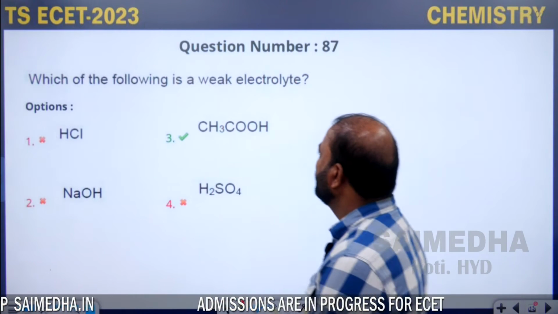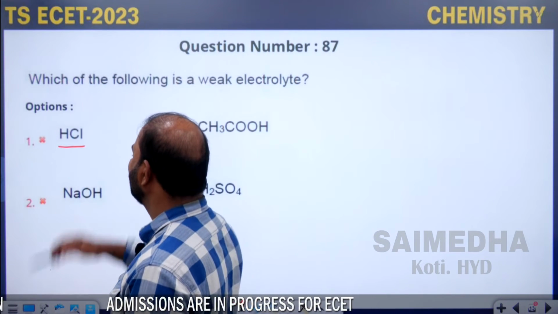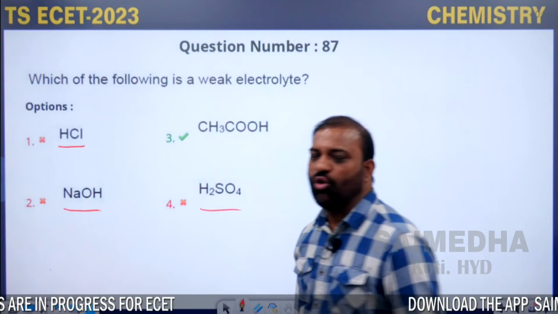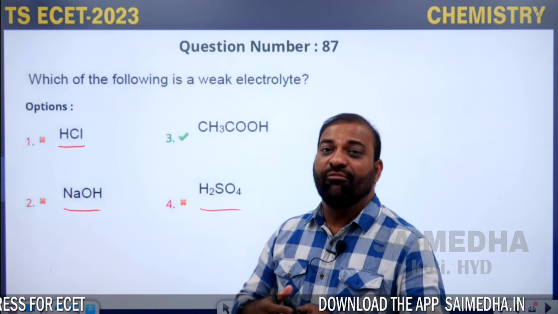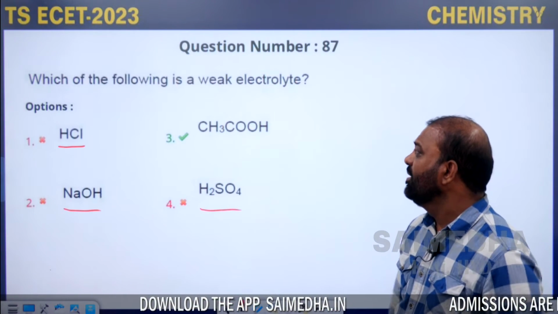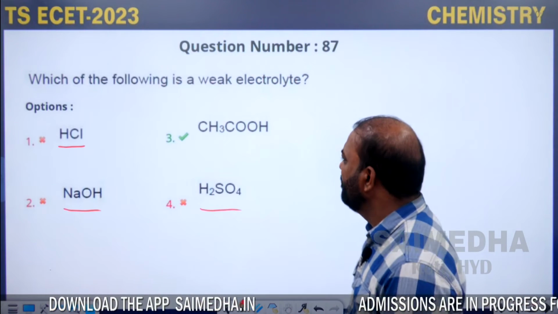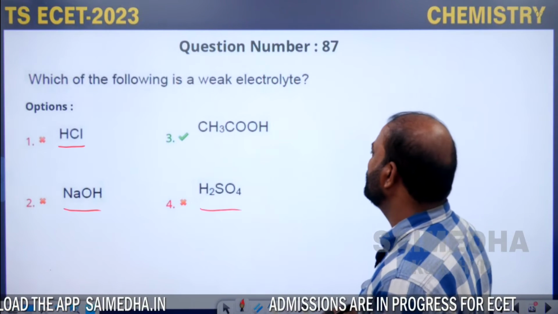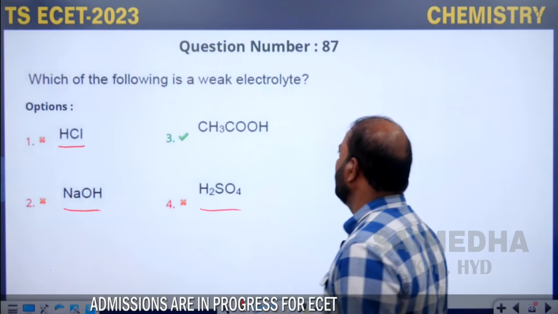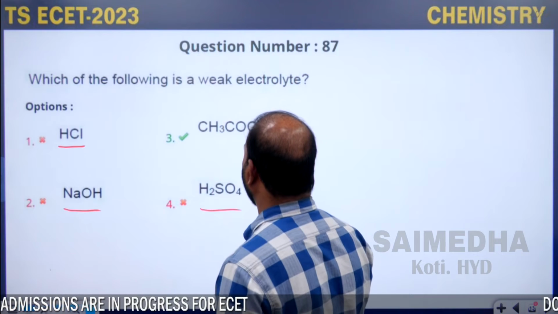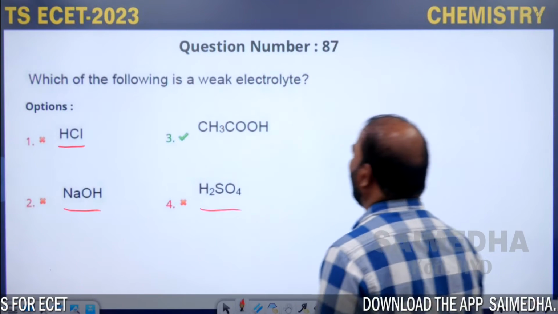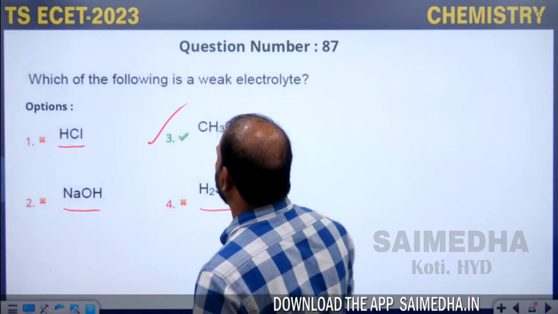Which of the following is a weak electrolyte? So clearly here, hydrochloric acid is a strong acid, sulfuric acid is a strong acid, sodium hydroxide is a strong base. Generally strong acids as well as strong bases will dissociate perfectly into ions in aqueous solution, whereas CH3COOH, acetic acid, is a weak acid, so it will not dissociate perfectly, and the degree of dissociation of acetic acid is simply less when compared with the given options here. So since acetic acid is a weak acid, it is a weak electrolyte.